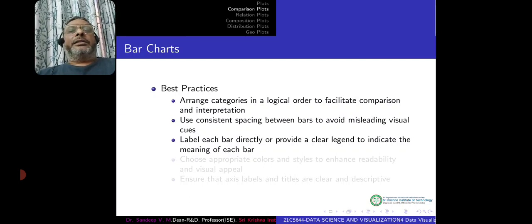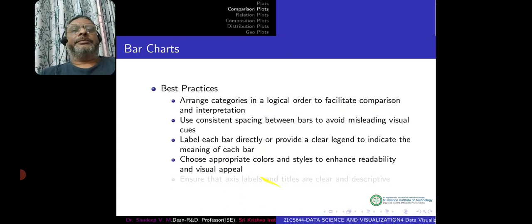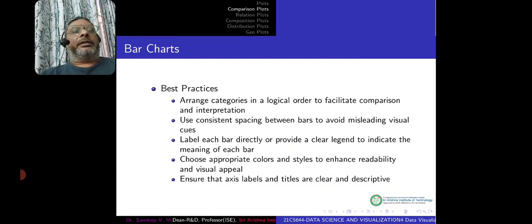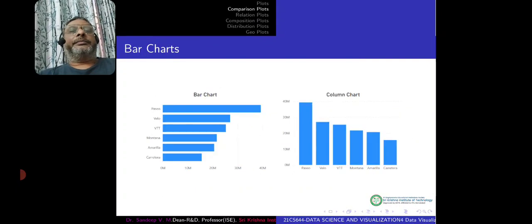Then each bar should be labeled directly on the bar itself, or if not possible, then a proper clear legend has to be provided to indicate the meaning of each bar. Choose appropriate colors and styles to enhance readability, and we must ensure that axis labels and titles are clear and self-descriptive. So these are examples of bar charts.